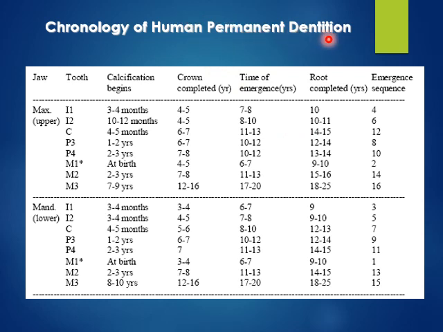Chronology for the human permanent dentition, also for maxillary teeth and mandibular teeth. The first tooth to emerge in the oral cavity is the lower first permanent molar, which has a time of emergence from 6 to 7 years. Crown completion is 3 to 4 years, and calcification begins at birth, and so on for all the remaining teeth.